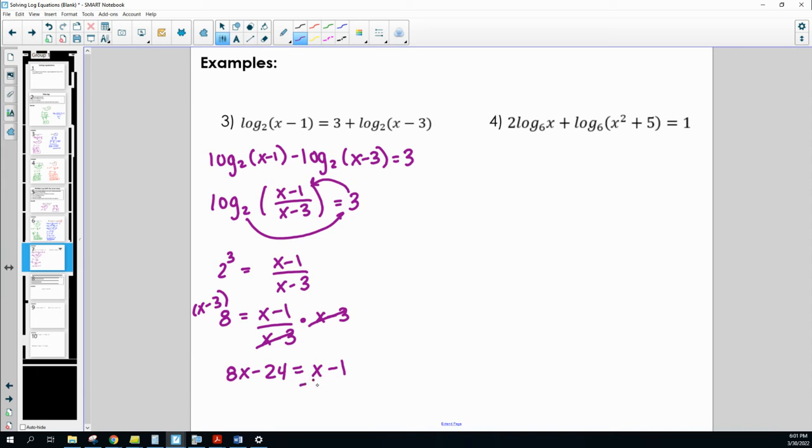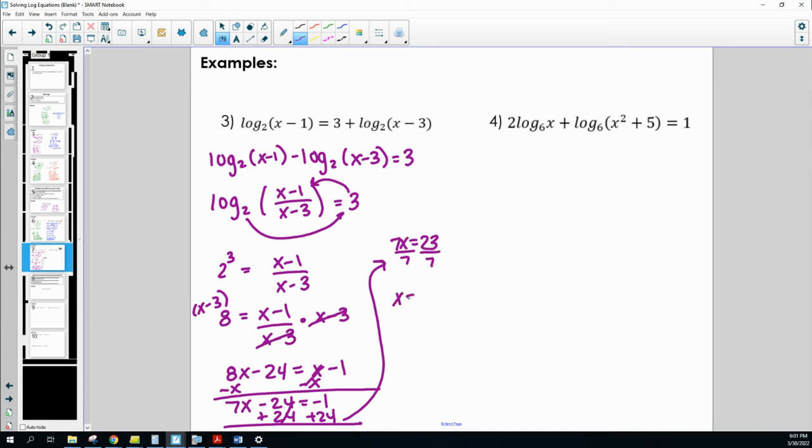I'm going to get my x's together, so subtract x. So I get 7x minus 24 equals negative 1. And then I'm going to add 24. I'm going to get x alone. I'm just going to put this over here, so I have more space. So I have 7x equals 23, and then I'm going to divide by 7. So x is equal to 23 over 7.